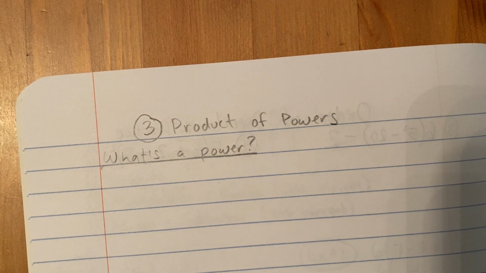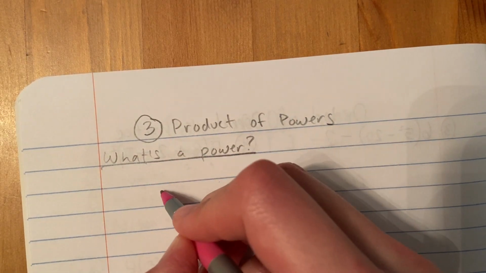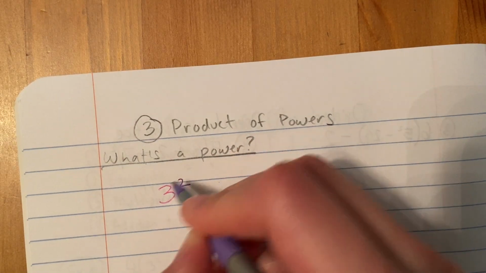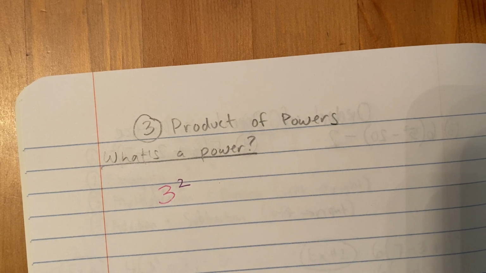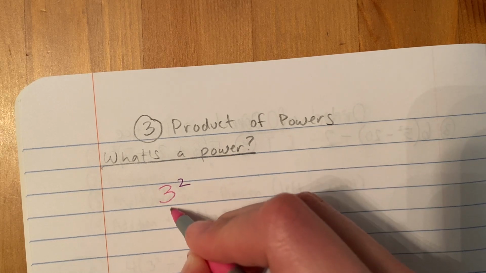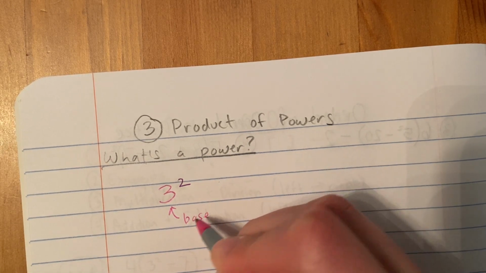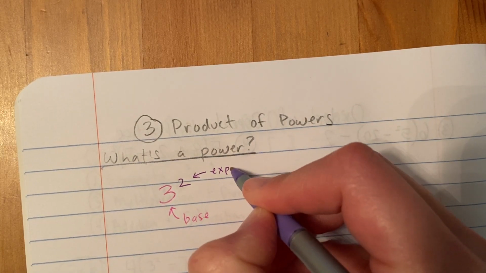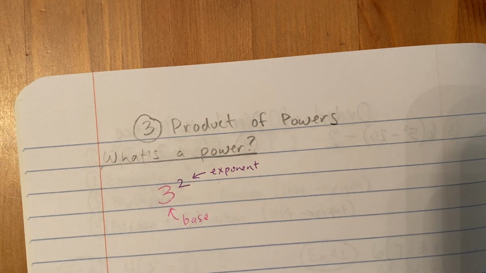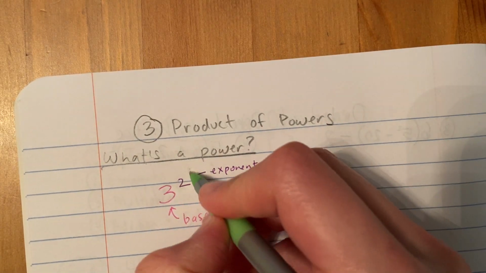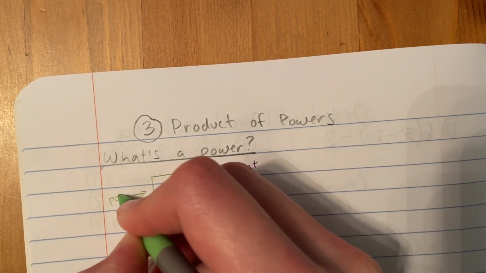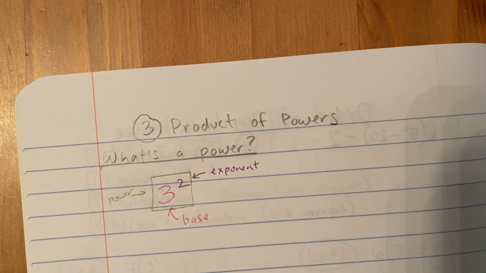Okay, so when we have an exponent, we've seen these before, like, let's say I have this 3 squared. We have 2 different pieces here. The base is in pink, this is the base. We have the exponent in purple, in this case the exponent is 2, and the power is this whole thing. So 3 to the second, that's called a power.